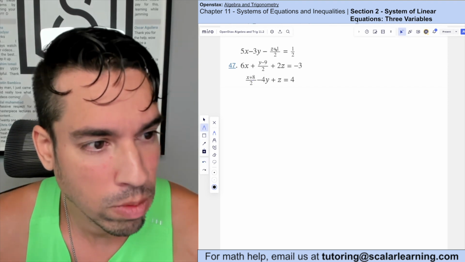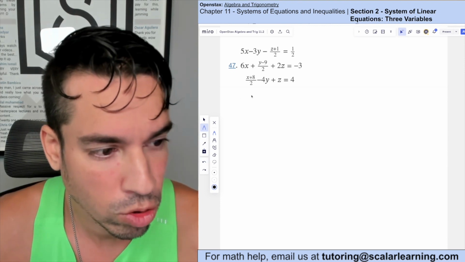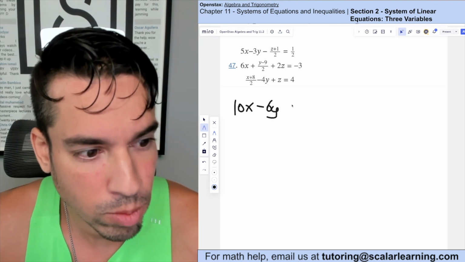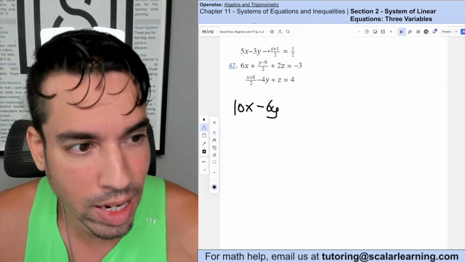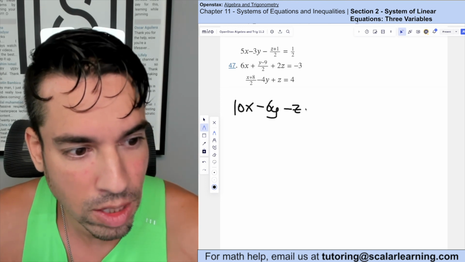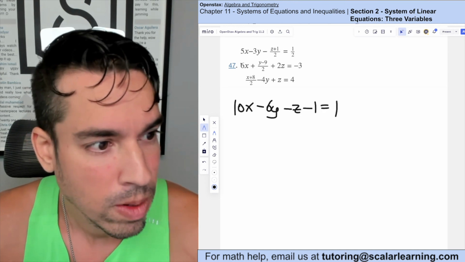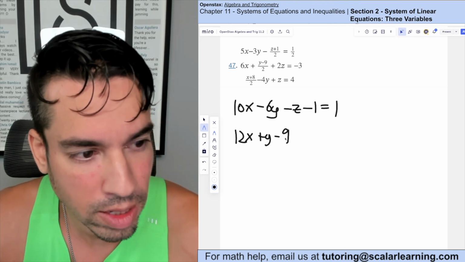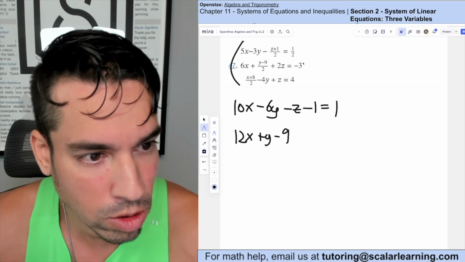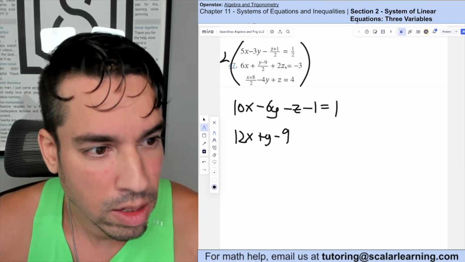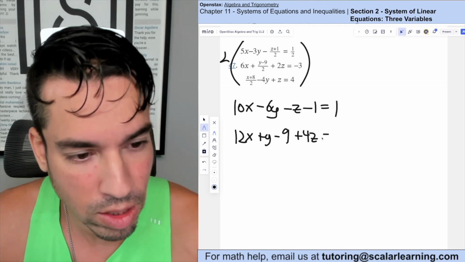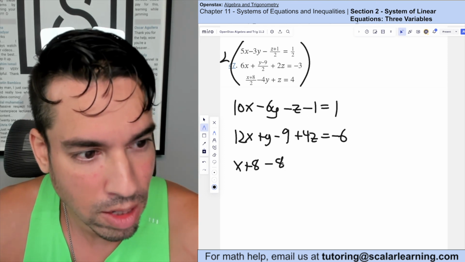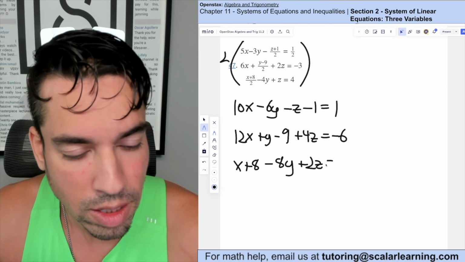So I'm going to multiply equations 1, 2, and 3 all by 2. So the first one's going to be 10x minus 6y, and then times 2 is going to cancel out that denominator. But again, remember that negative is going to distribute. So we got -z minus 1 equal to 1. Then over here, we're going to have 12x plus y minus 9. Again, the 2 is going to cancel that out, right? Just so you know, we're multiplying everything by 2. And then that's going to be plus 4z is equal to negative 6. Last one, that 2 is going to cancel out with that. So we got x plus 8 minus 8y plus 2z is equal to 8.